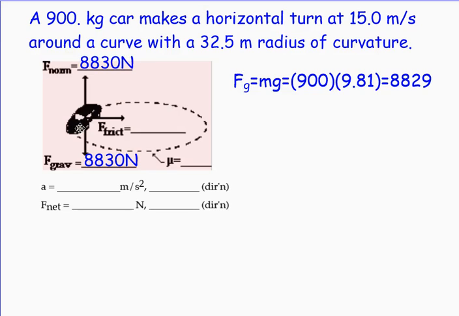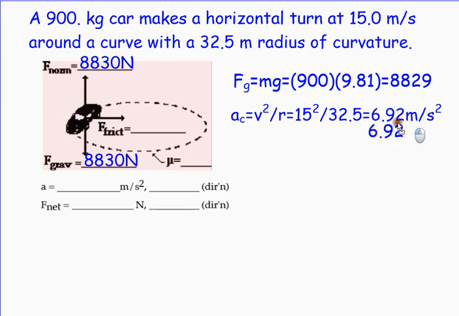Now the force of friction is the inward force, so the force due to friction is the centripetal force, which to find the centripetal force, we need the centripetal acceleration. So ac is equal to v squared over r. The velocity is 15, the radius 32.5, and when you plug that in, you get 6.92 meters per second squared as the acceleration.